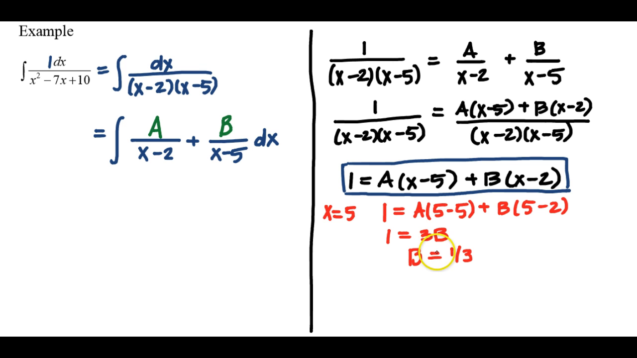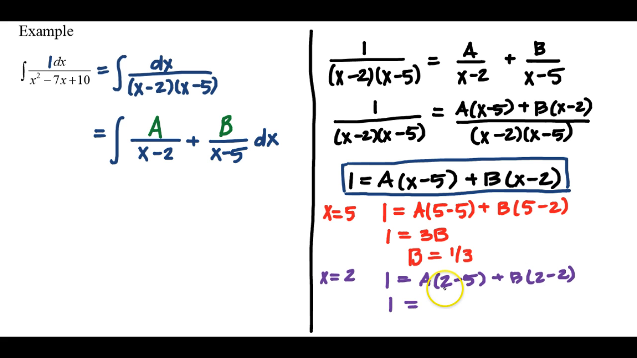So now I found my value for b that I can go ahead and substitute into this b up here. We'll hold off on that because I also need to find a. And to find a, I'm going to let x equal 2 because that's going to get rid of my b term. So if I let x equal 2, I'm left with 1 equals a times 2 minus 5, and then plus b times 2 minus 2, so that allows my b term to disappear.